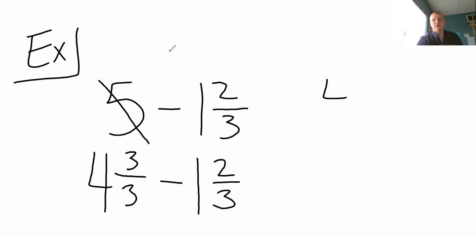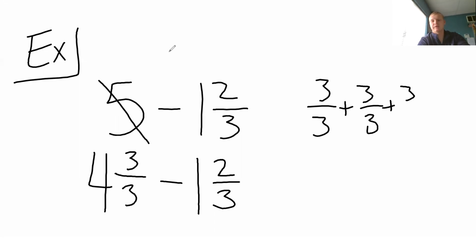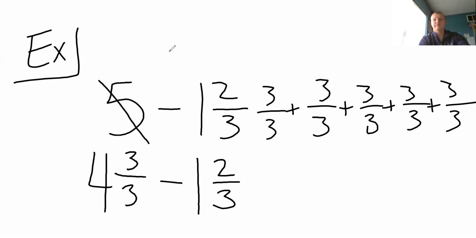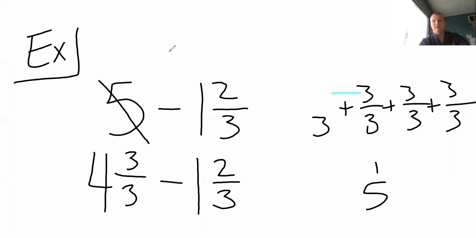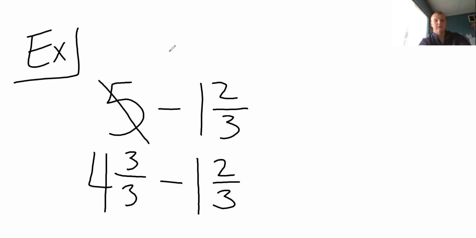Another way I could write it is 3/3 plus 3/3 plus 3/3 plus 3/3 plus 3/3. So how many 3/3s are there? There's 5 of them. So adding all those together, there's 5. Okay, so all we're doing here is taking that whole number and turning it into a mixed number. So 4 and 3/3.